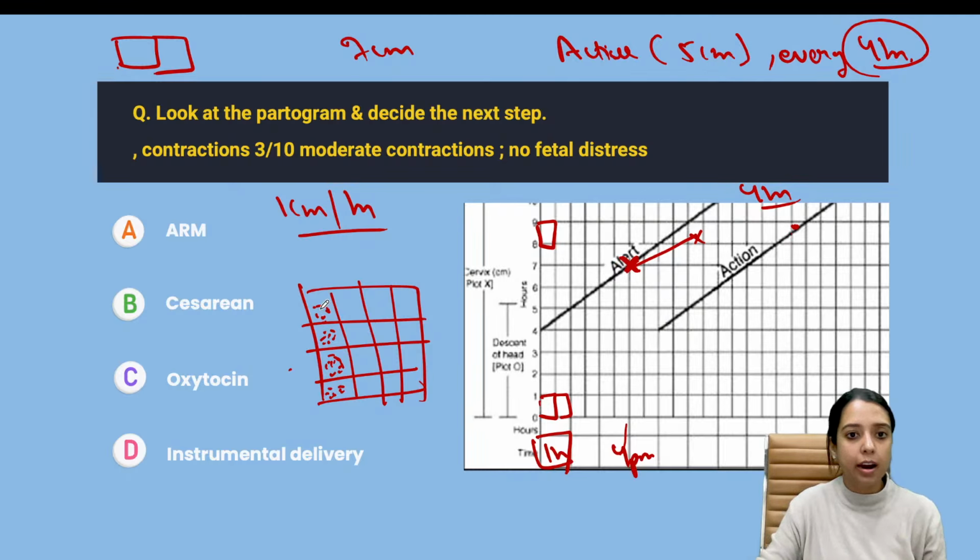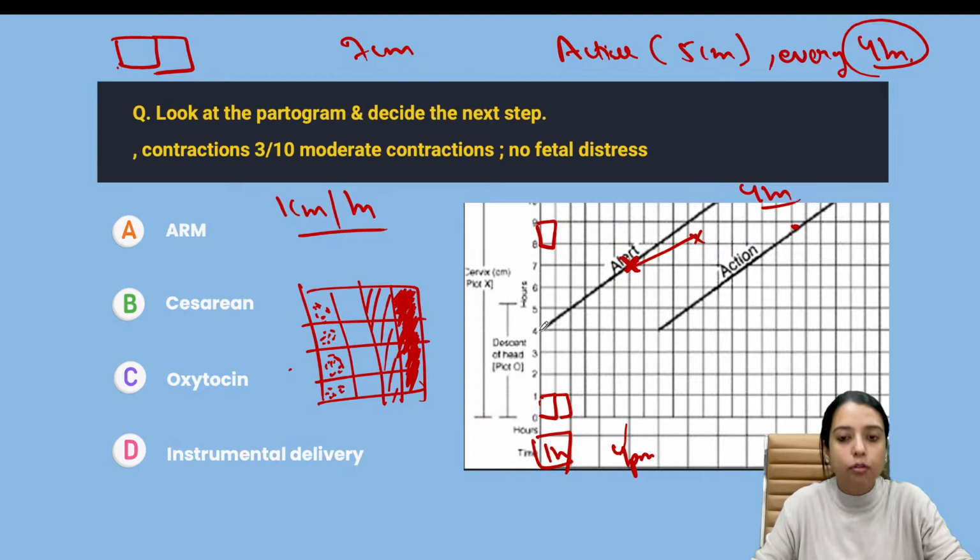Intensity of contraction: if it is dot dot, it is a weak contraction. If there are lines in the question, it is moderate. If it is completely shaded, it doesn't need to be completely dark, but if it is completely shaded, it is a good contraction. 4 good contractions in 10 minutes. Okay?